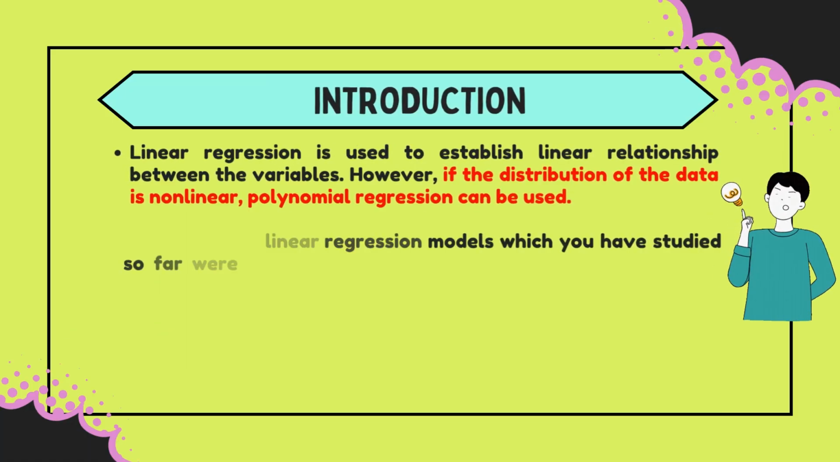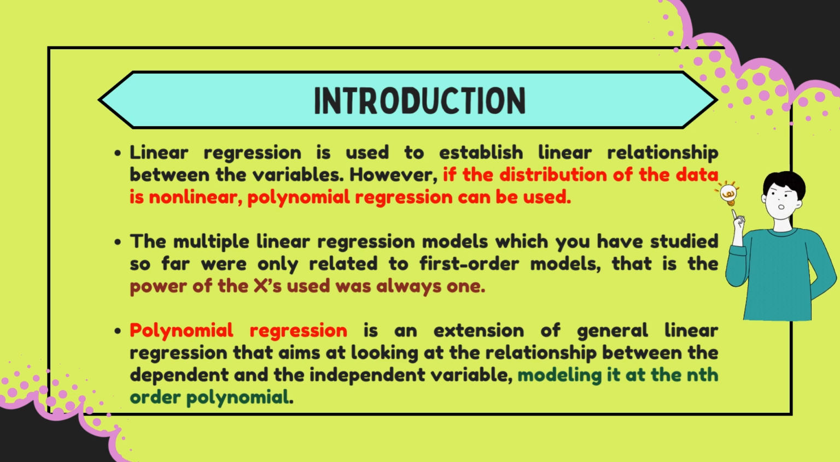Linear regression is used to establish linear relationship between the variables. However, if the distribution of the data is nonlinear, polynomial regression can be used. The multiple linear regression models which you've studied so far were only related to first-order models. That is, the power of the x's used was always 1.